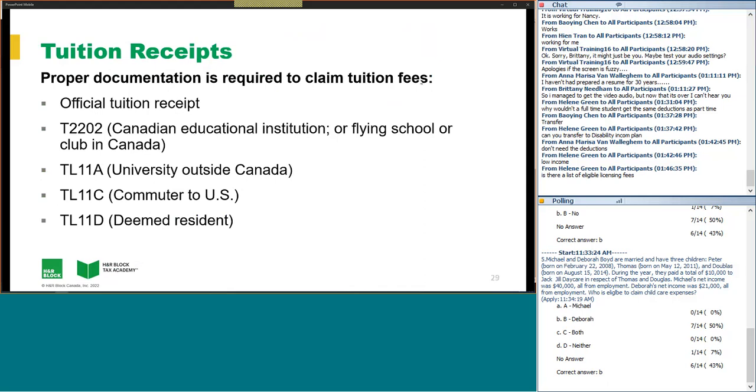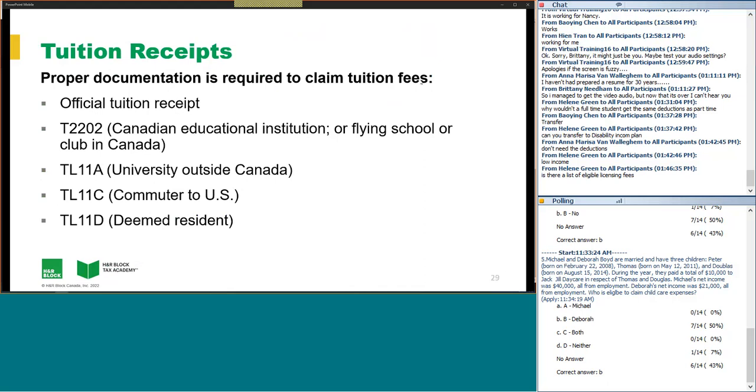All right. If you are going to claim tuition fees, you need receipts. So if it is a receipt other than a T2202, then you have to make sure that it says what it's for, and again, go through the list and make sure it's eligible. If it's a T2202, it means it's a Canadian institution or a flying school or club in Canada. If it's a university outside Canada, you need a TL11A. The university has to fill it out.